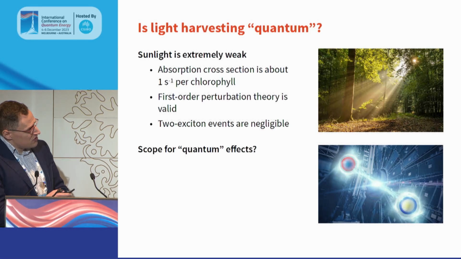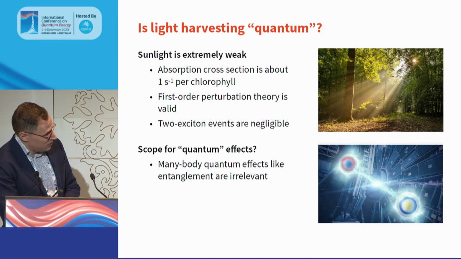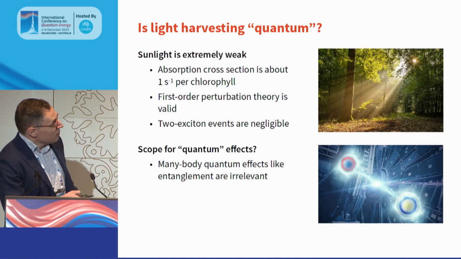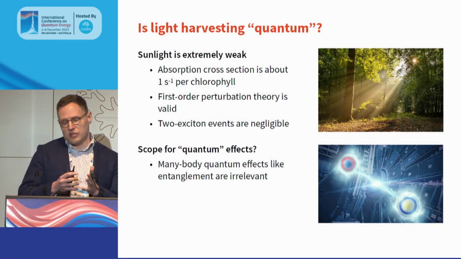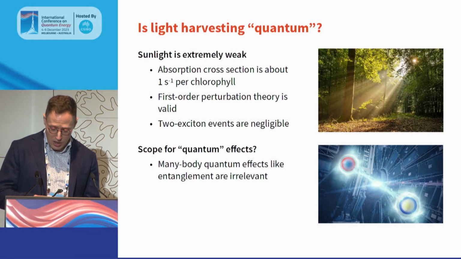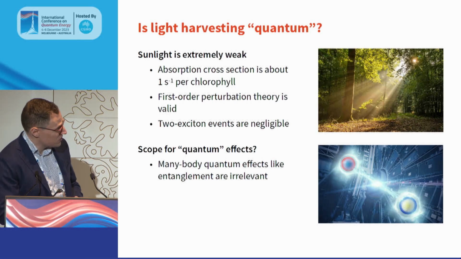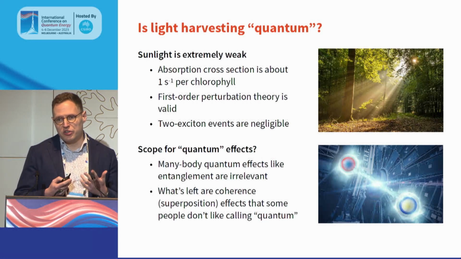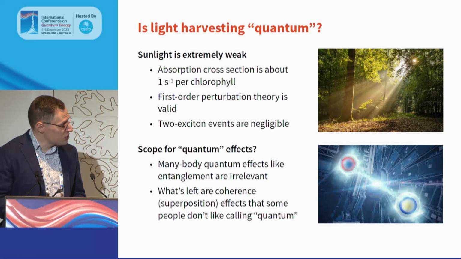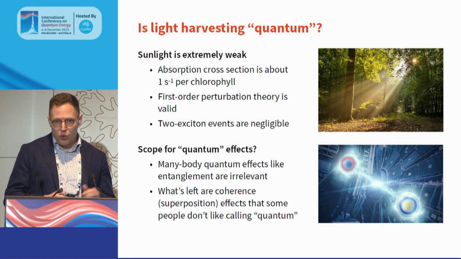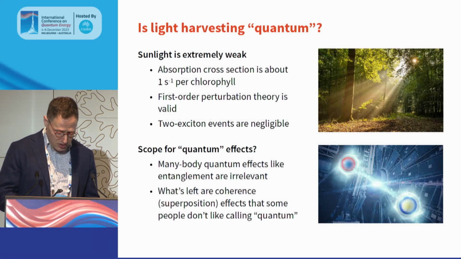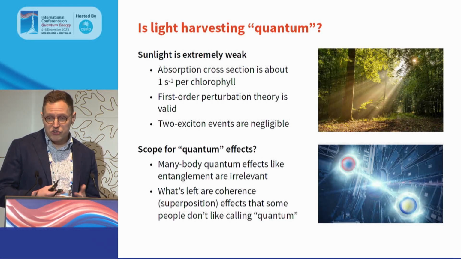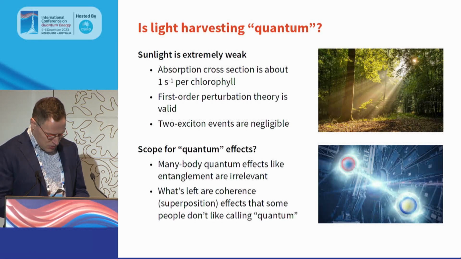And this reduces the scope for quantum effects like entanglement. This is what you get when you type entanglement into Google. It's meant to be an explanation. So many-body effects, like many-exciton effects, like entanglement, I will contend do not play a role in light harvesting, because sunlight is weak. And so what's left as a scope for quantum effects are coherences and superpositions. Now, some people don't like to call that quantum because you can have classical superpositions and coherences, and that's true. You could construct classical models of some of these things, but these are single molecules that are experiencing these things, so I will refer to them as quantum effects.